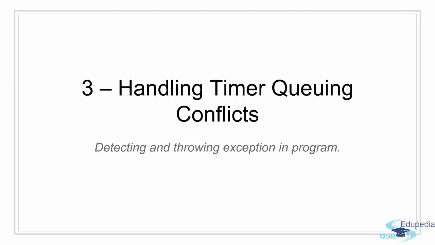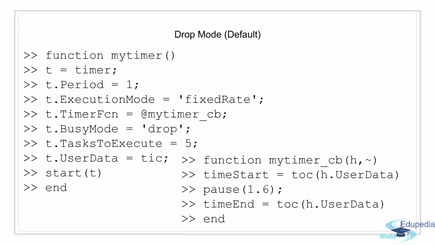In this third section, I am going to cover how to handle these timer queuing conflicts. There is a property in the timer object called the busy mode property. This has three values: drop, error, and queue. I will go through each of these three modes.